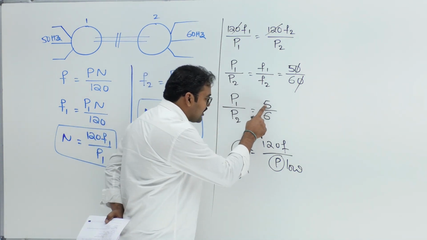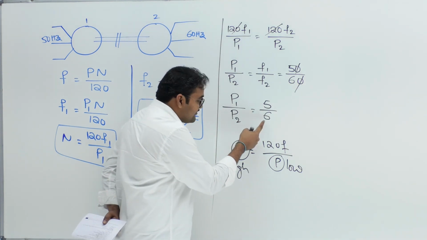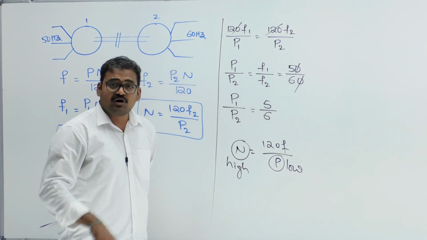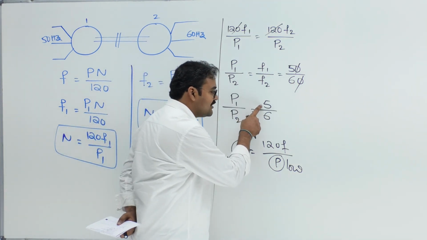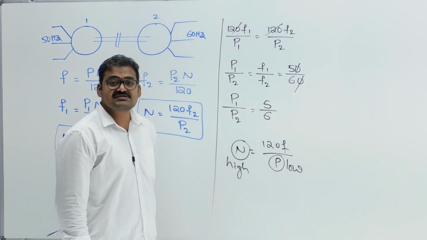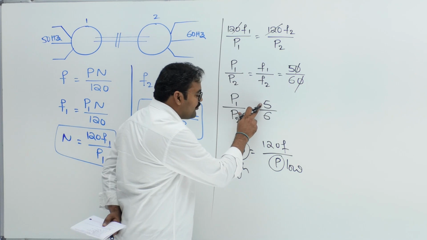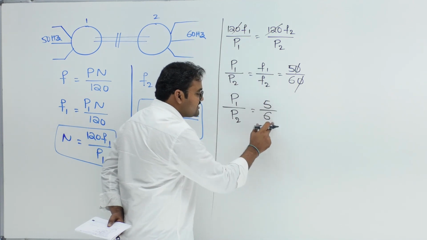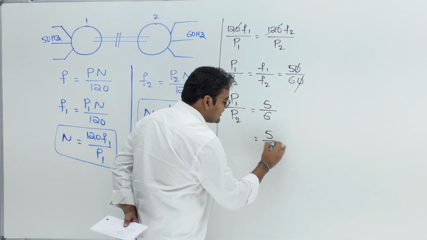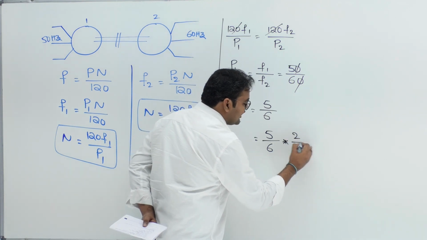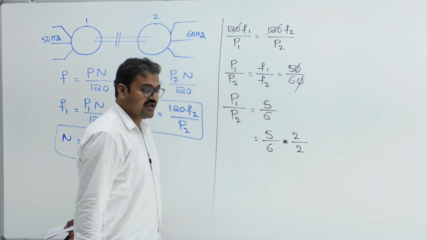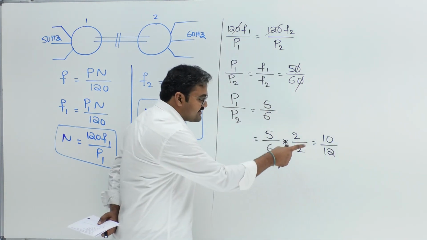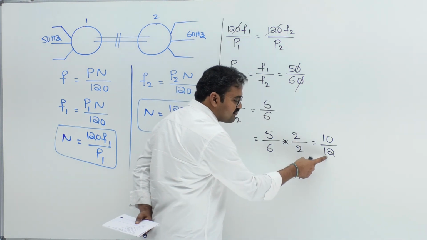First, will you tell me, according to this ratio, that means if the second machine has 6 poles, the first machine should have 5 poles. Is it possible for any machine to have 5 poles? No, because poles should always be an even number. Therefore, 5 poles in the first machine and 6 poles in the second machine is not possible. If this is not a possible combination, then simply multiply numerator and denominator with 2. Then what will be the ratio? It will become 10 by 12.